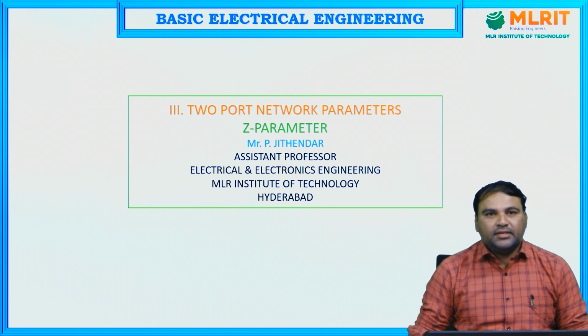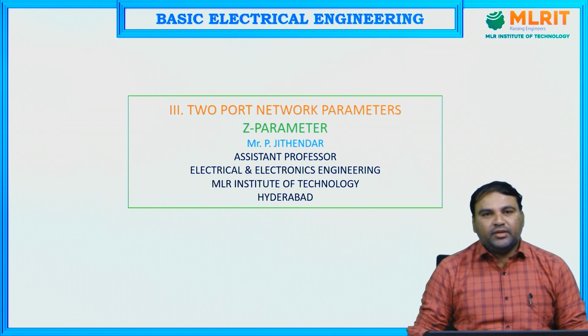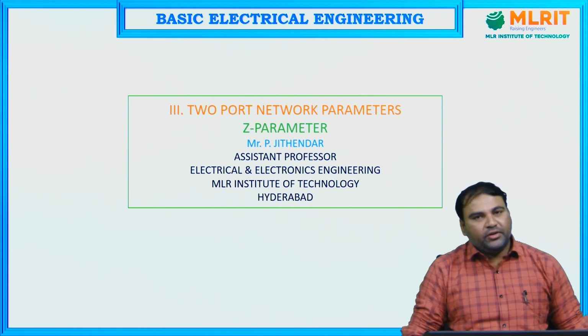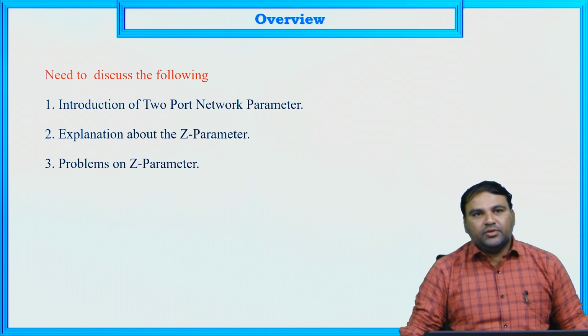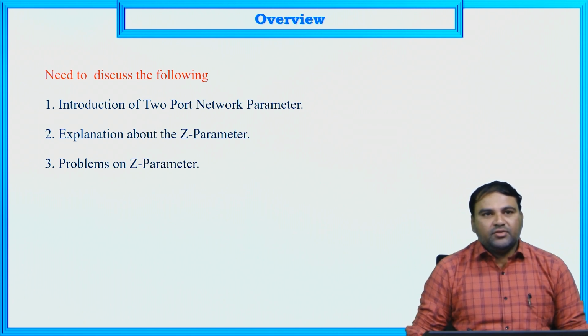In today's video lecture, I am going to discuss the two-port network parameters. In that, we have four types of parameters: Z parameter, Y parameter, ABCD parameter, and H parameter. Total four parameters are there. In today's lecture, we are going to discuss the Z parameter. The Z parameter we can also call an impedance parameter or open circuit parameter.